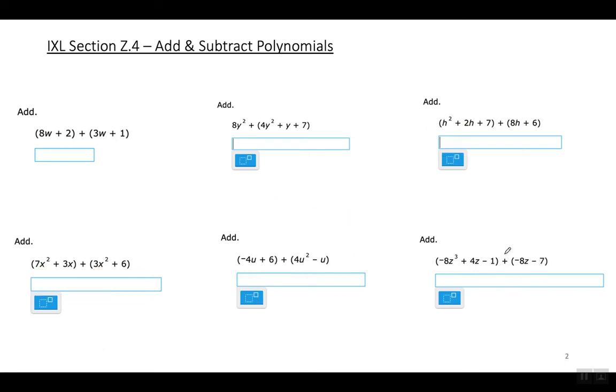All right, and over here, this one you got to realize that when you distribute this plus sign, a positive and a negative give you a negative. So this is going to be negative 8z to the third power plus 4z minus 1 minus 8z. And again, this positive and this negative give you a negative, so minus 7.